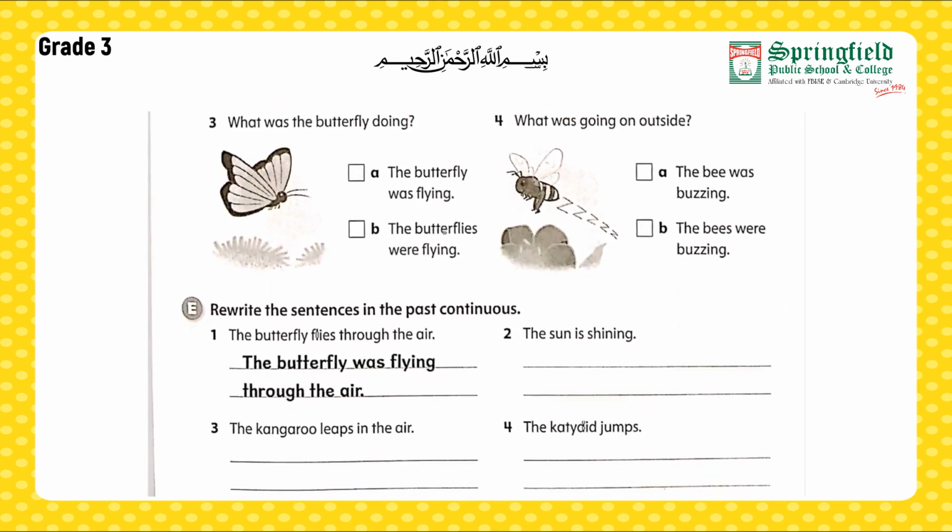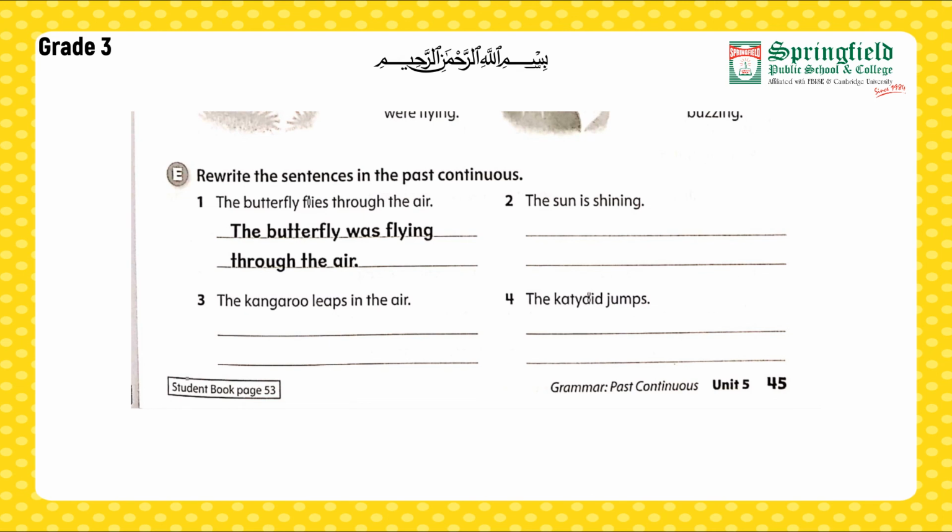Moving towards our part E. Rewrite the sentences in the past continuous. The first one is done for us. The butterfly flies through the air. We have rewritten the sentence. The butterfly was flying through the air. For second sentence, the sun is shining. How are we going to change it into past continuous form? We are going to use was. The sun was shining. In the third sentence, the kangaroo leaps in the air. The kangaroo was leaping in the air. I hope you are able to attempt the last one.